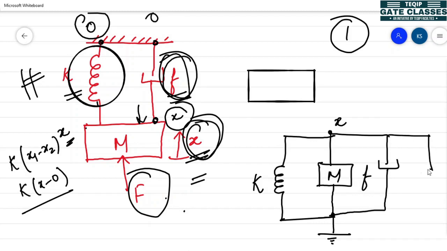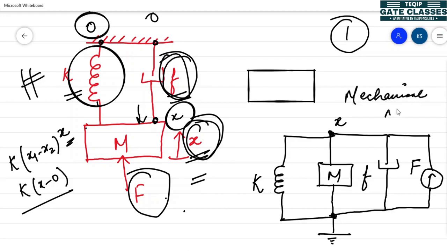So I draw a force block F between the principal node and the reference node. This is the mechanical network for the translational system. Now you can define this: F equals m d2x by dt2 plus k into x plus f dx by dt. Because it is just like a current source, it is divided into 3 parts.